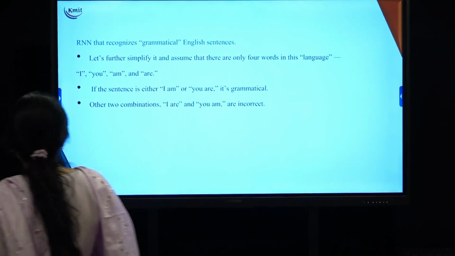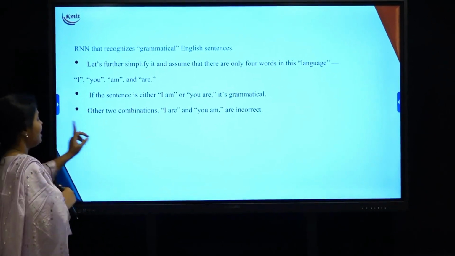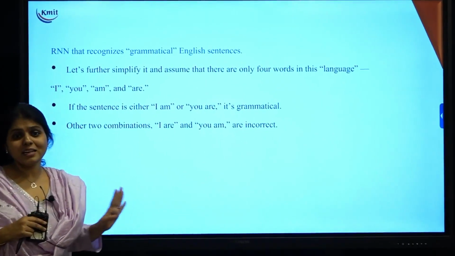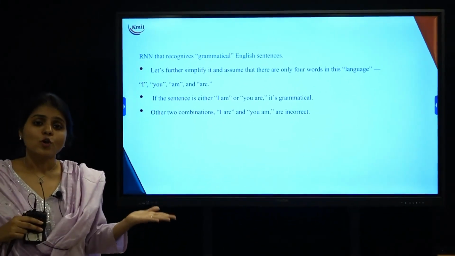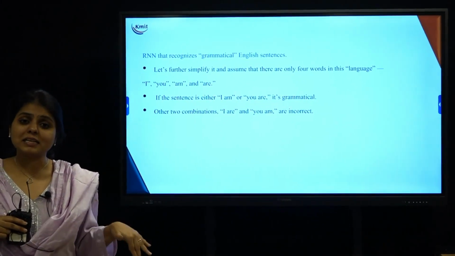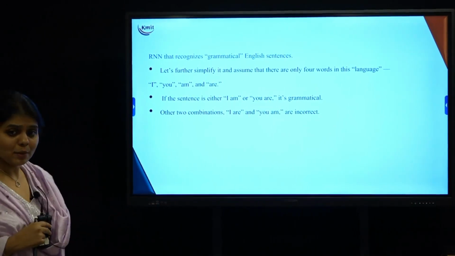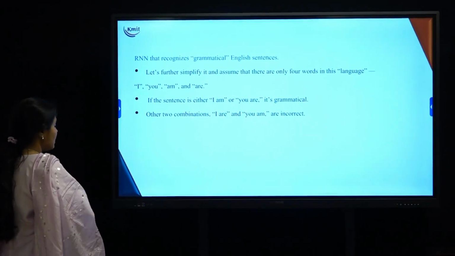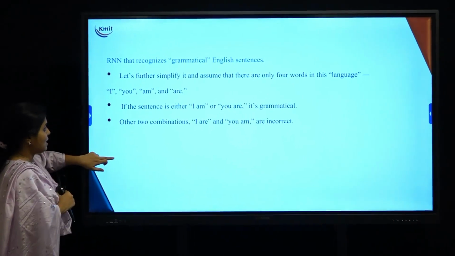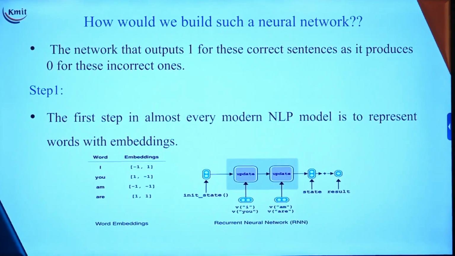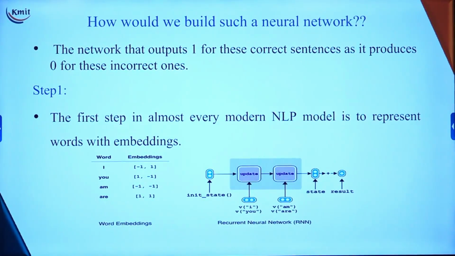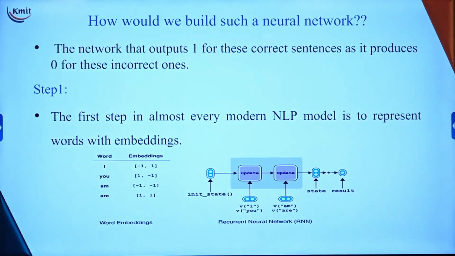Now when I talk about other combinations like "I are" and "you am," they are incorrect. So how do RNNs know which sentences are grammatically correct and which are not? In simple terms, we are giving the RNN the capability to understand the grammar in the given sentence. So how do we build such neural networks in RNN?